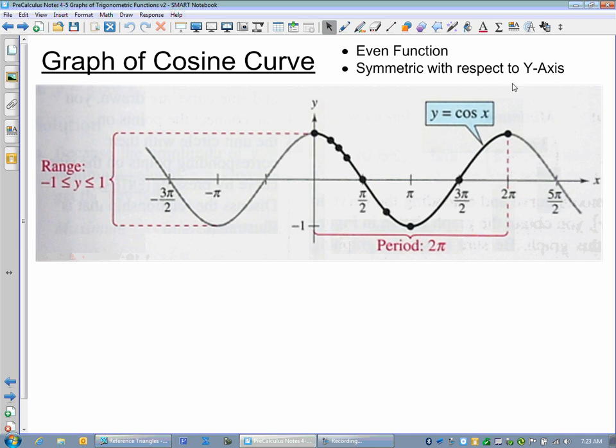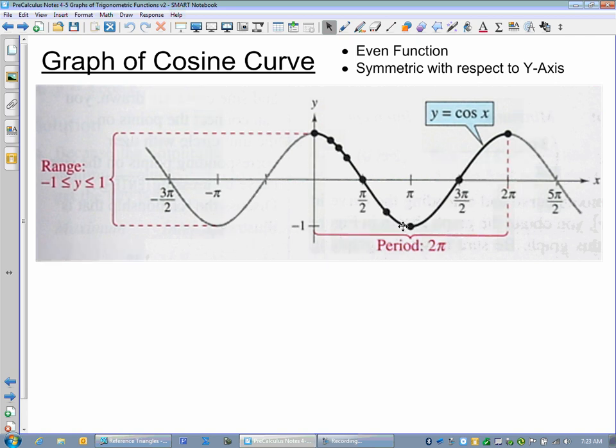Alright, for the cosine function, we're going to start out by saying that it is an even function, which means it has symmetry with respect to the y-axis, so it has horizontal symmetry. If you take the graph and reflect it about the y-axis, you're going to get the same graph. You can see if we take this part, the bold part, and we flip it over the y-axis, we will still have the same graph.